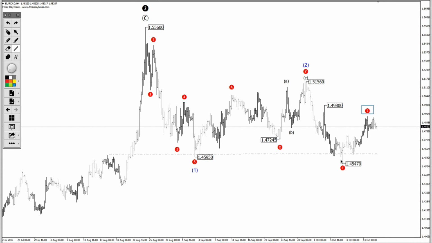And first signs I would like to see is a 5-wave structure to the downside and a break below the 146 support level. These two events would give a strong signal that the bears are back on charts.